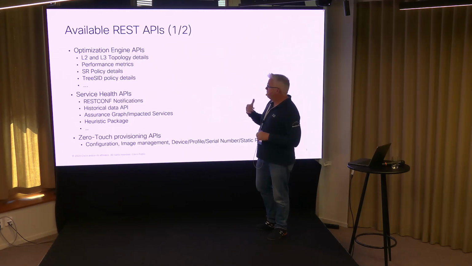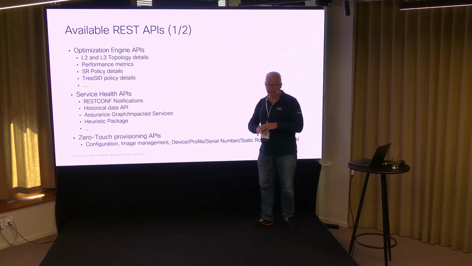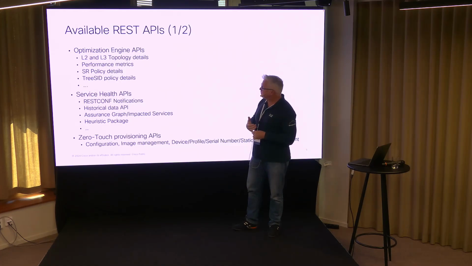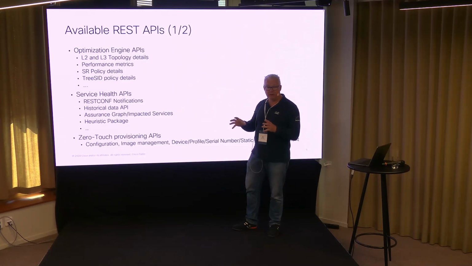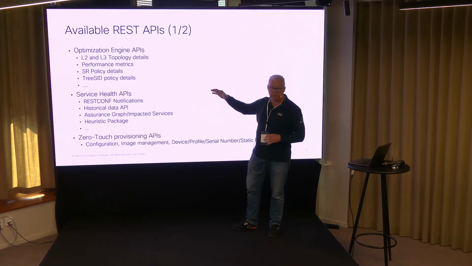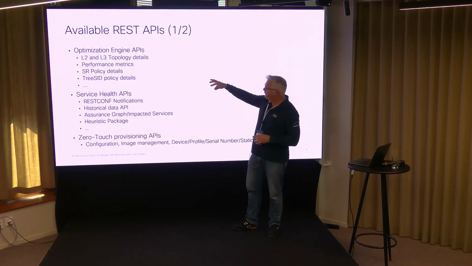Moving forward, we have optimization engine APIs. Once again, we have a bunch of APIs. Everything that we do in CNC comes with APIs, so you can really do whatever you want from an external system. You can retrieve the layer 2 and layer 3 topology details from COE. You can retrieve performance metrics at different levels. It can be at the device level, as we discussed this morning with EMS, but we get some performance metrics as well through BGP-LS or IGP that we can retrieve from COE.